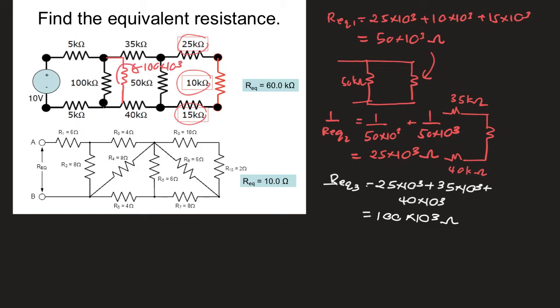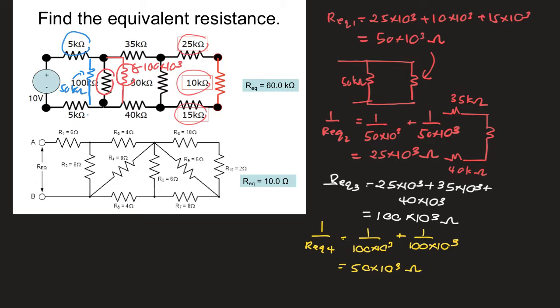Okay, so the 100 kilo ohm here is going to be parallel with the 100 kilo ohms here. So you get 1 over R equivalent 4, which is 1 over 100 kilo ohms plus 1 over 100 kilo ohms. So you get 50 kilo ohms. Okay, so the combination of 100 kilo ohms and 100 kilo ohms is going to be like one resistor, which we connect like here. This is going to be 50 kilo ohms. Okay, so 50 kilo ohms is going to be in series with 5 kilo ohms and 5 kilo ohms.